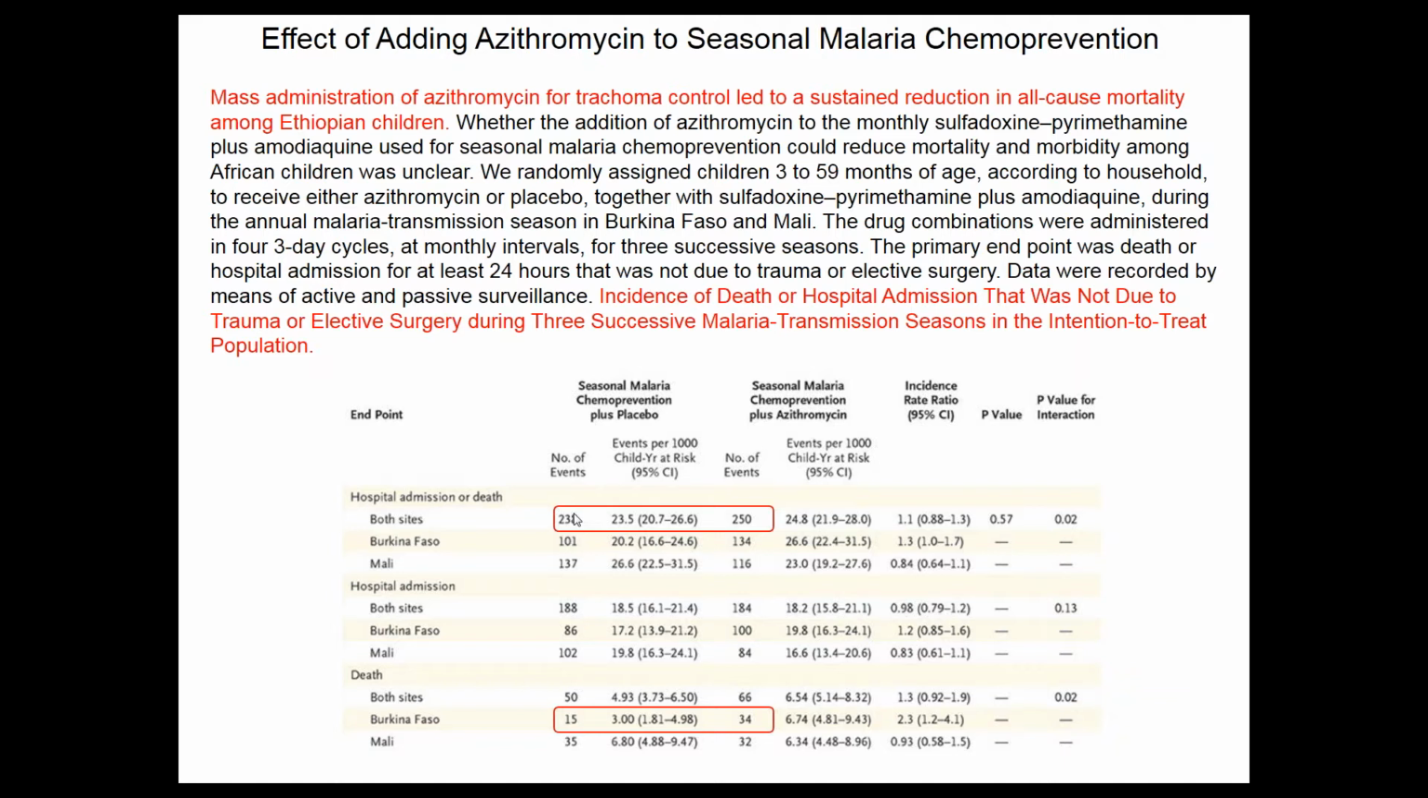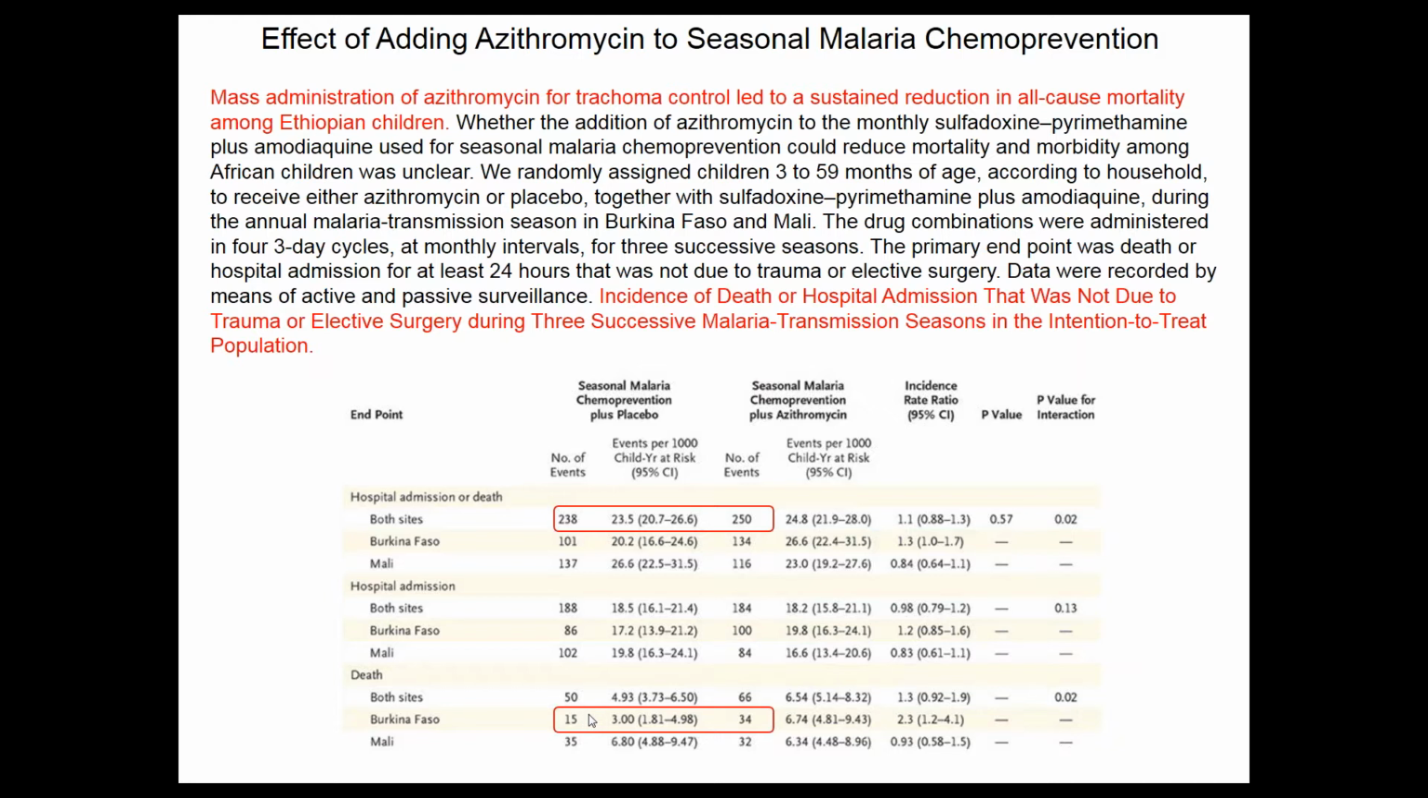the events, which were a combination of death or hospital admission that was not due to trauma or elective surgery, were actually higher in the group that got azithromycin, 250 episodes compared to 238. And the driving factor here was what happened in Burkina Faso, where this difference was substantially greater in the azithromycin group compared to the placebo group.